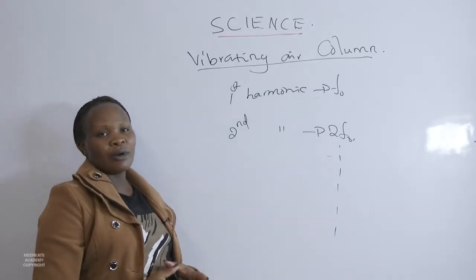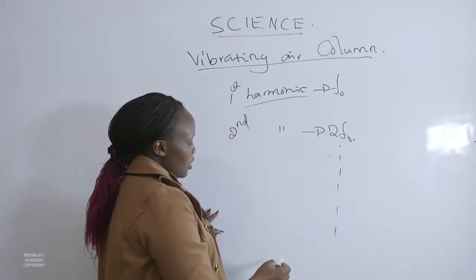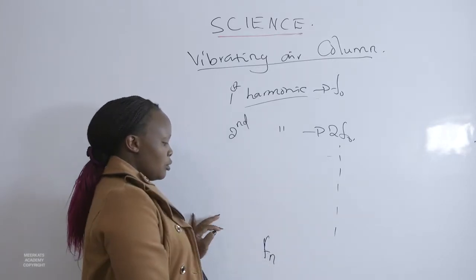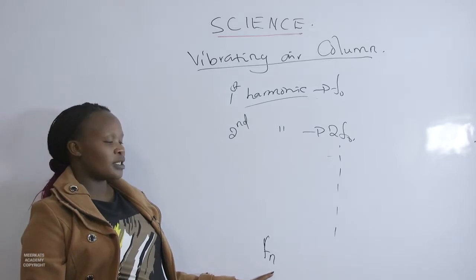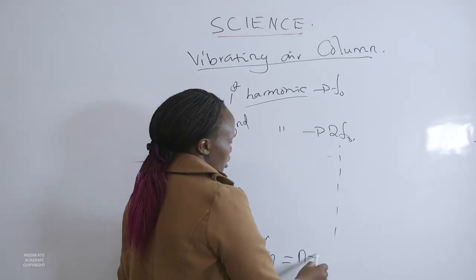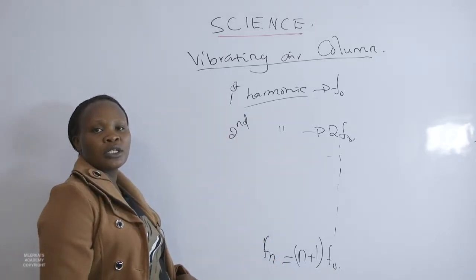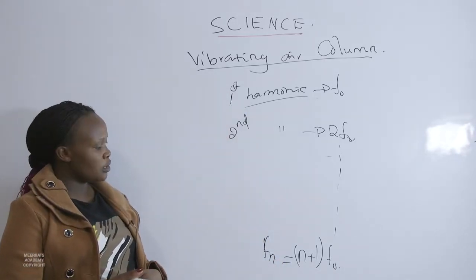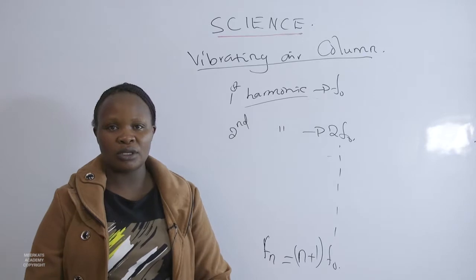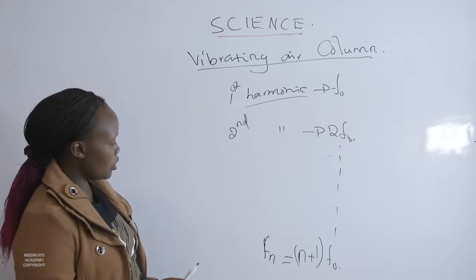And we were able to come up with a relationship between harmonics and the fundamental frequency, where we said that the nth harmonic, which is going to have a frequency F subscript n, is going to be n plus 1 of F naught, where F naught is our fundamental frequency and n is the order of the frequency we are talking about.